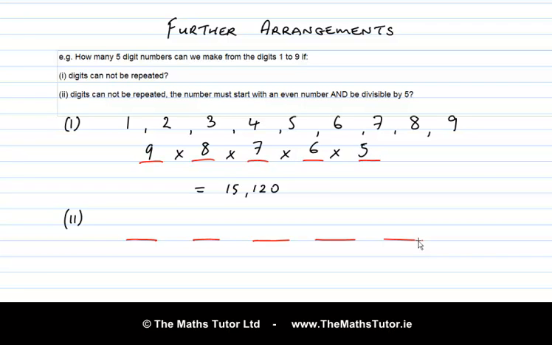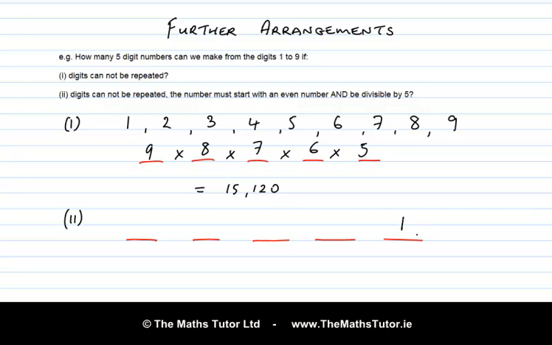Let's start with the idea that they must be divisible by 5, because that's quite a big restriction. If a number is divisible by 5, it must end in the digit 0 or 5. So in this case we're choosing from the digits 1 to 9, so the only digit that's really going to work there is the digit 5. So in the final slot we've really only got one choice.